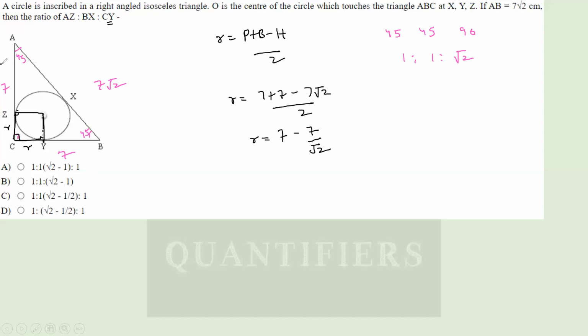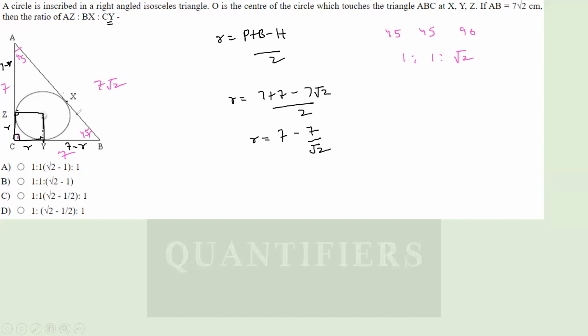AZ will be 7 minus r. Can I say BY is also 7 minus r? Right, students? Now can I say BY is equal to BX?